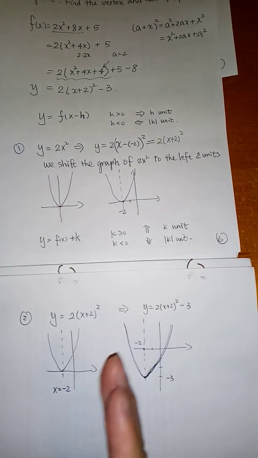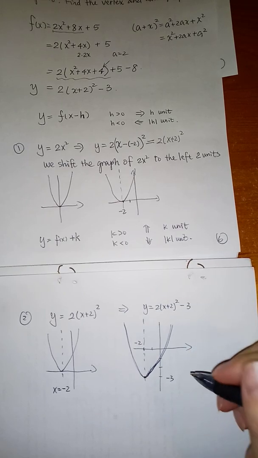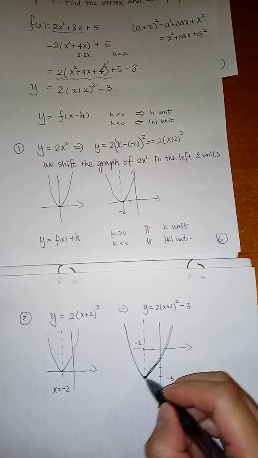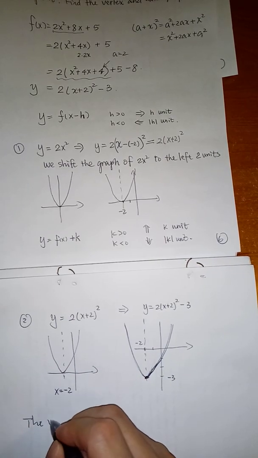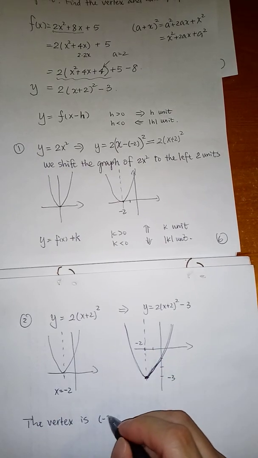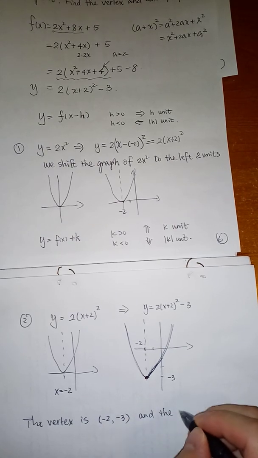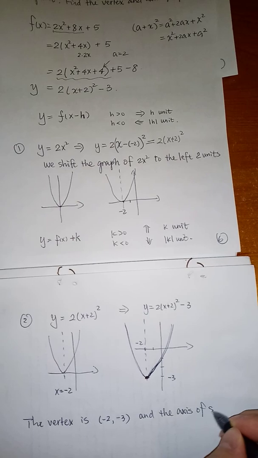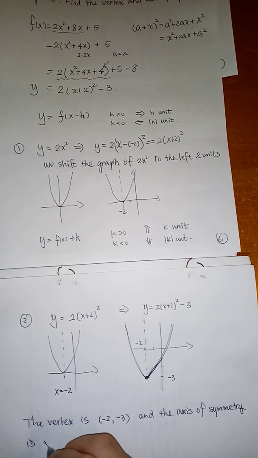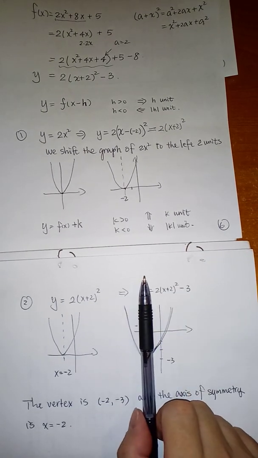We can use horizontal shift plus vertical shift to sketch the graph of a general quadratic function. And from here you see the vertex. What is the vertex? The vertex is (negative 2, negative 3). And the axis of symmetry is x equal to negative 2, this vertical line.